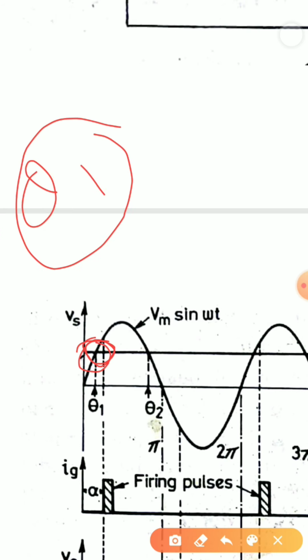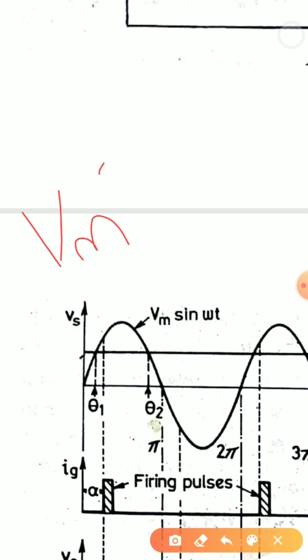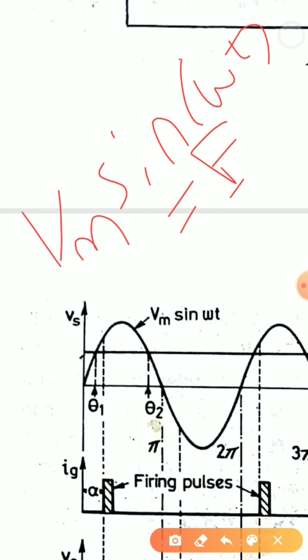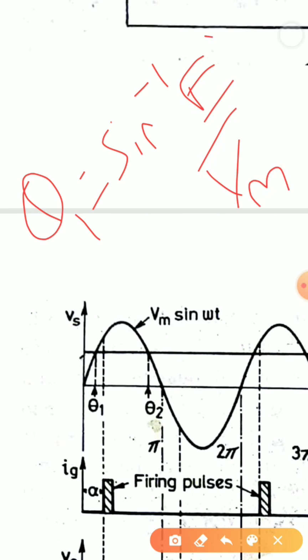To find theta1, I can write Vm sine omega t, or the angle that I am going to find, equal to E. Using this expression I can clearly find that theta1 is equal to sine inverse of E by Vm. From this expression I can find the value of my theta1.